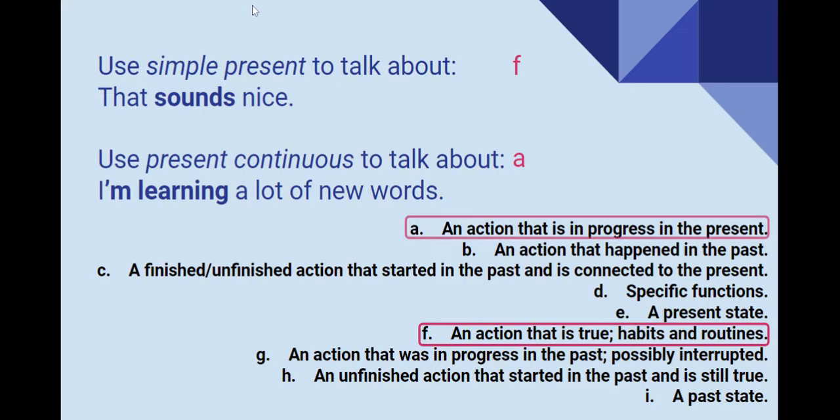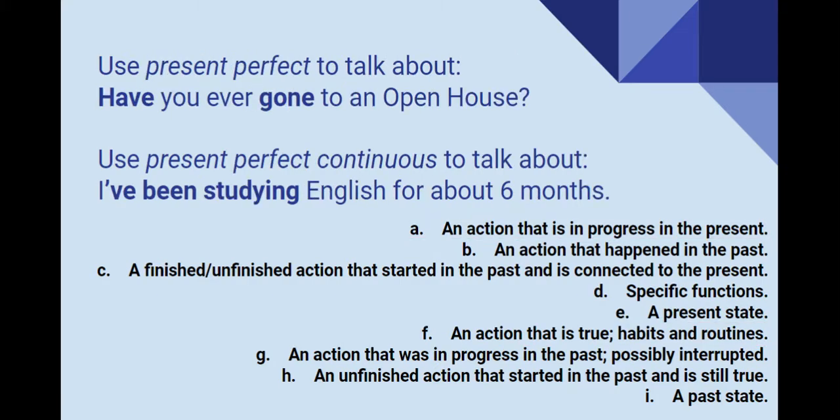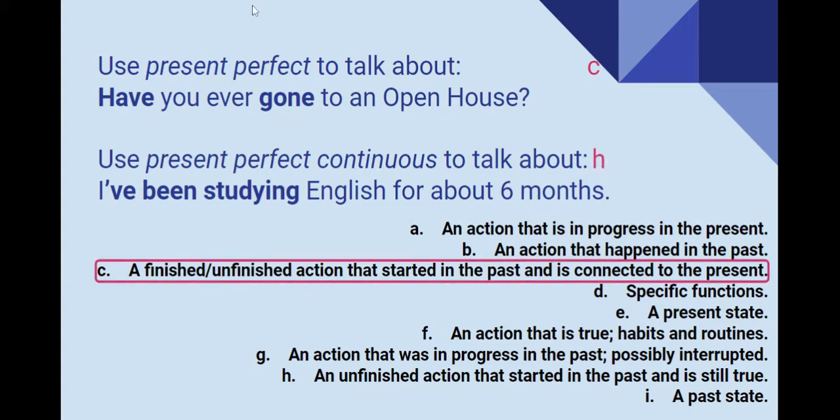Very good. Now, let's go ahead and match the uses for present perfect and present perfect continuous. You can pause the video now. Okay, let's go ahead and check. We use the present perfect to talk about a finished or unfinished action that started in the past and is connected to the present. However, it is not necessarily happening in this moment. And we use present perfect continuous to talk about an unfinished action that started in the past and it is still true. This action is happening right now, or at least in the present time.